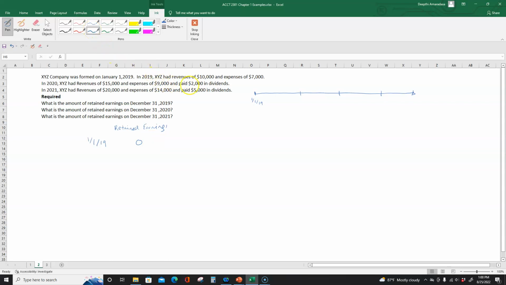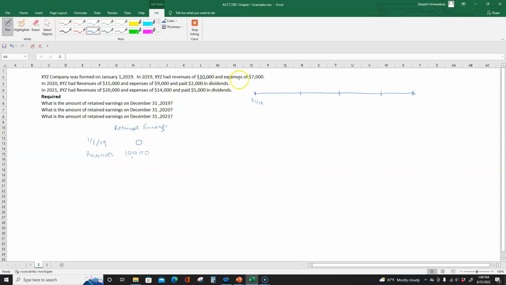Next, they told us that in 2019, XYZ had revenues of $10,000 and expenses of $7,000. So let's see how those affected retained earnings. Well, we know that revenues have the effect of increasing retained earnings, so that $10,000 of revenue increases retained earnings. So we're going to put that 10,000 as a positive number because we're going to add to the balance of 0 to say that revenues has the effect of increasing retained earnings.